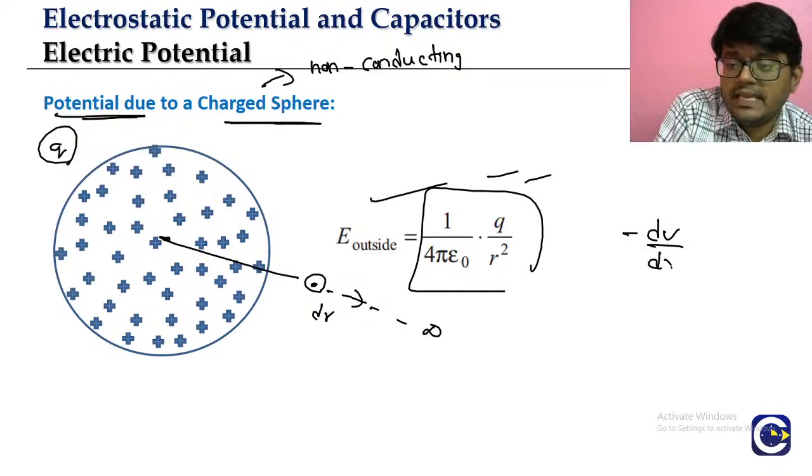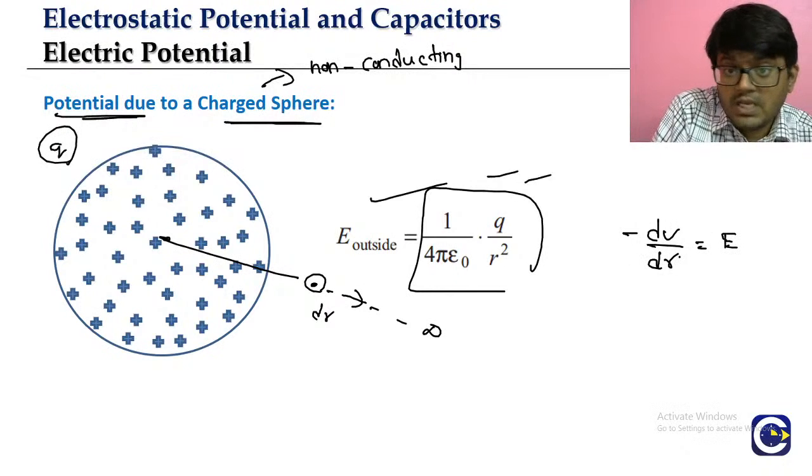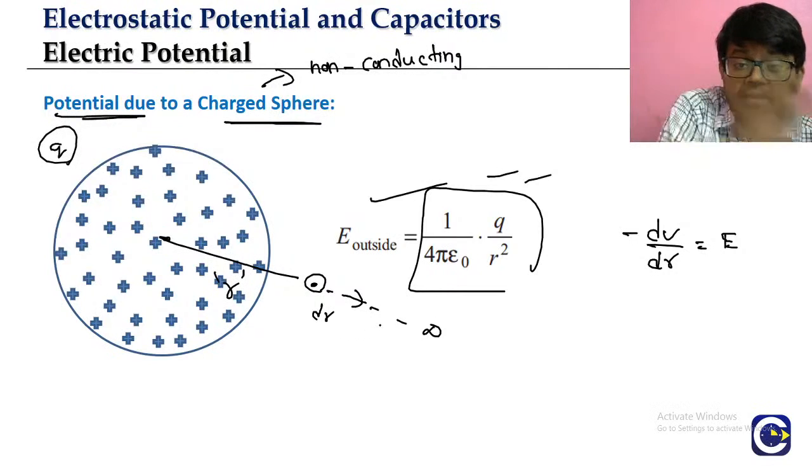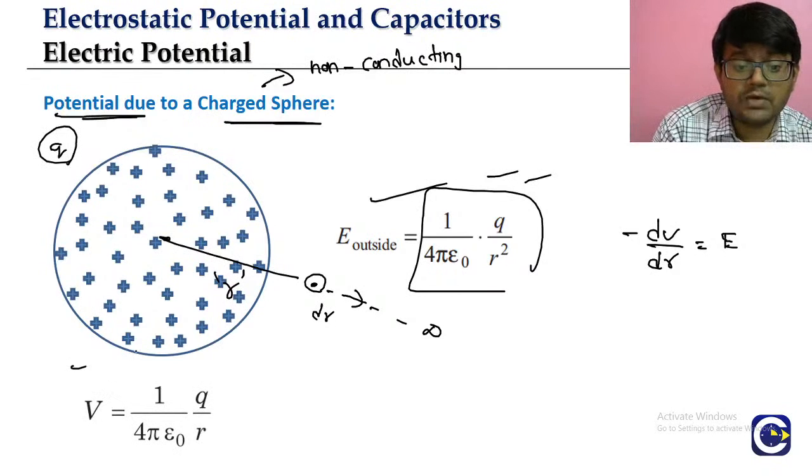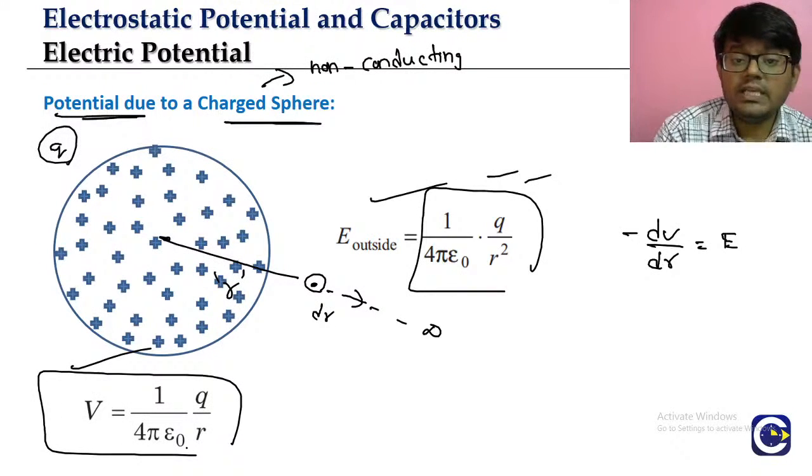Here we are going to use this relation: minus dv by dr is equal to what? E. Using this relation, we integrate with the same integration limits, r to infinity. What do we get? We get the same result. What is it? The potential at a point outside due to the charged sphere is also the same result.